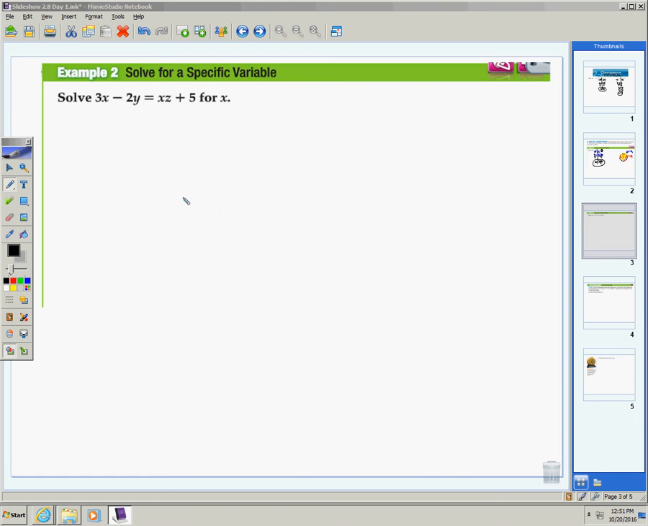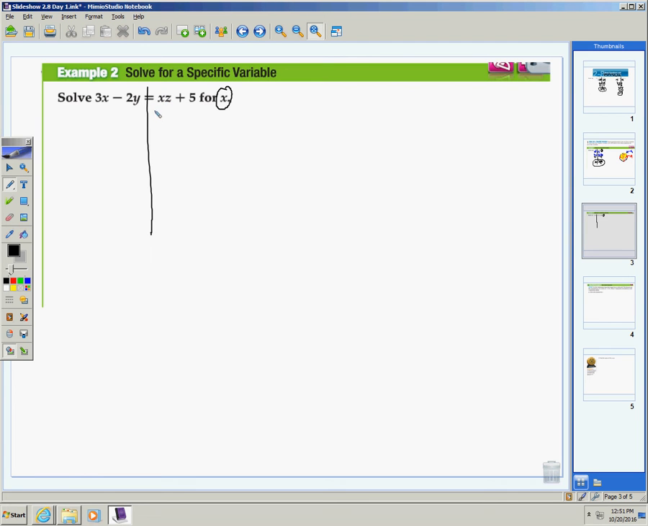This is as hard as it's going to get for this lesson, okay? And it looks pretty hard. But if you notice, I'm solving for x, so x is the variable that I'm trying to get by itself. And notice, I've got x on both sides. Well, what did we do before when we had a variable on each side? I tried to get it to the same side. So I'm going to try to get this x to the other side.